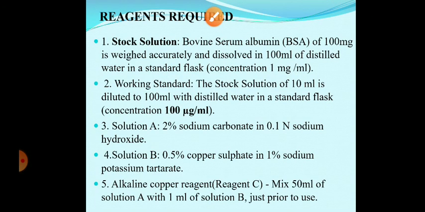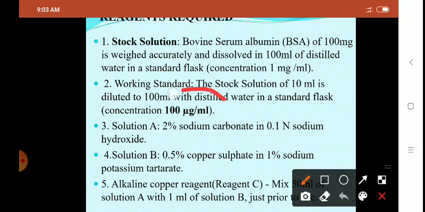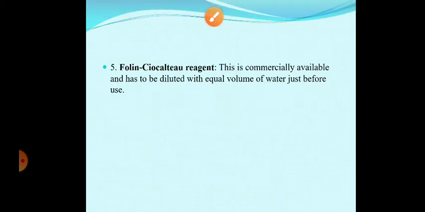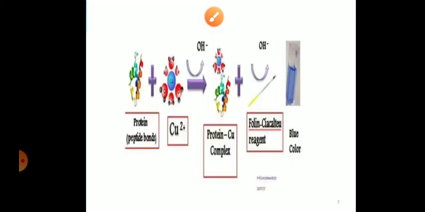Okay, so we need bovine serum albumin standard, 100 microgram per ml. This is the concentration, 100 microgram per ml. Then prepare solution A and solution B: take 50 ml solution A and 1 ml solution B to prepare alkaline copper reagent, and then Folin-Ciocalteu reagent in 1:1 ratio.